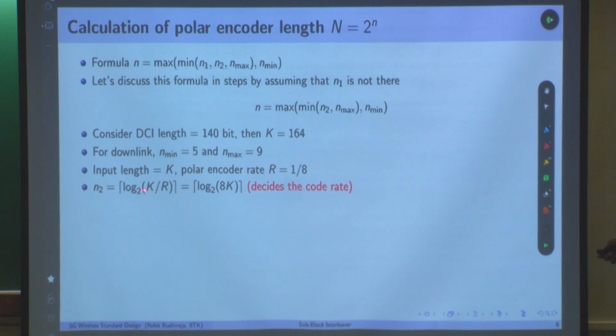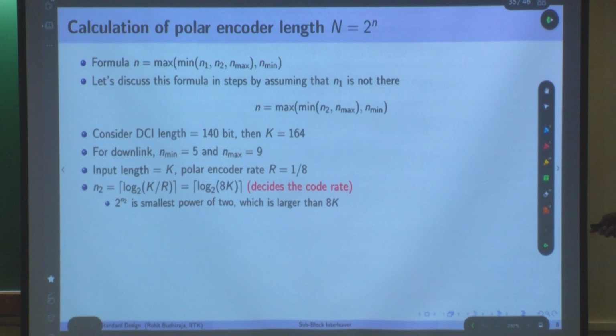So what is this? Log 2 of K by R, and what is R? R is the 1 by 8 rate. Just hang on with this and things will become clear. Log 2 of 8K. What is this saying? It decides the code rate. Let's see how.